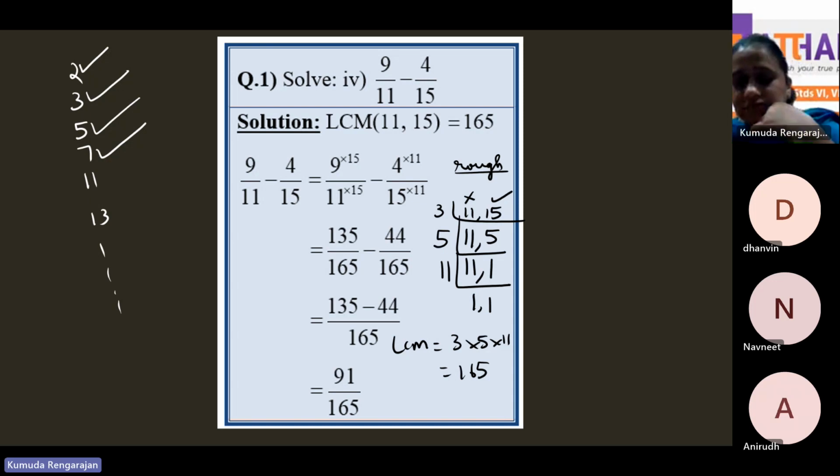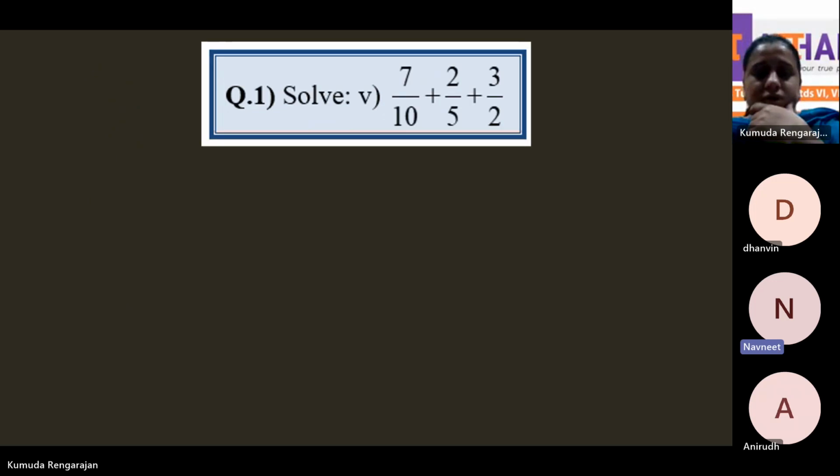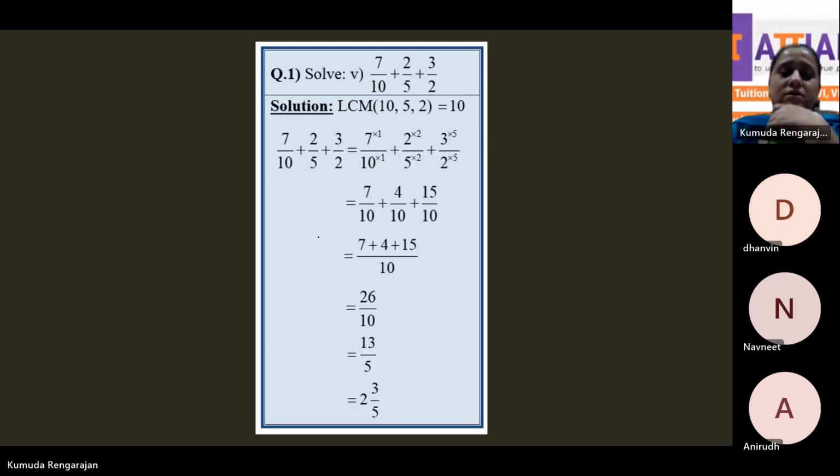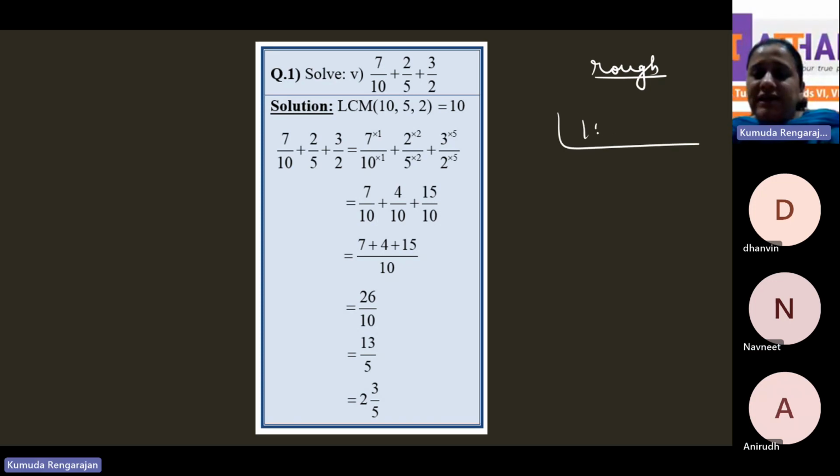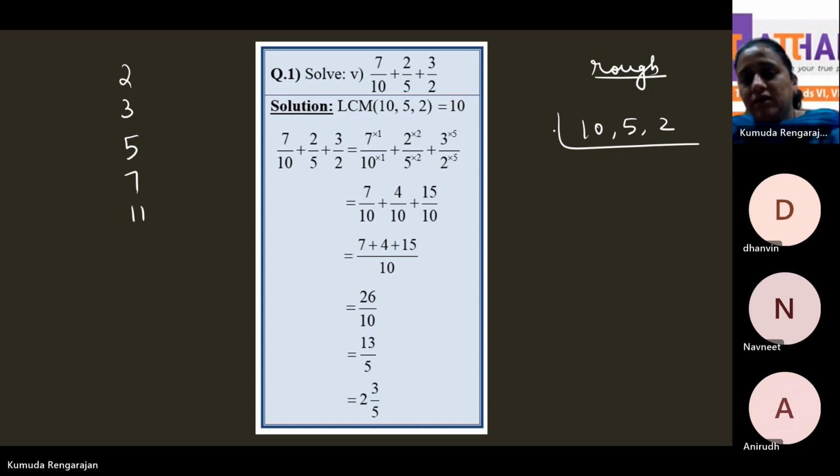Done, children? Done, ma'am. Okay. So again, here, how do you find the LCM? LCM must be shown in the rough column. Okay, ma'am. So the numbers are 10, 5, and 2. Tell me, what's the first number you will use? 2, 3, 5, 7, 11. What's the first number you will use? Is there any number divisible by 2?